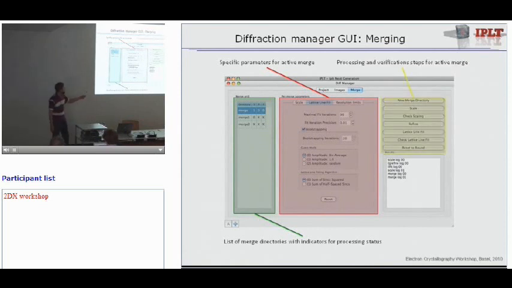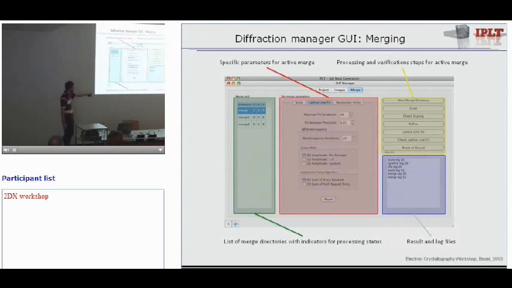Very similar to the other pages, here on the right you also have the individual steps you can do for the processing. So you can create new directories to get a new merge started. You can scale your data set. You can check the scaling, then do the refinement, do lattice line fitting, and check everything, and then you can go on and do it in the second round if you want. And here in the lower right bottom, similar to the diffraction pattern page, you get a set of log files where you can have a look at the results.